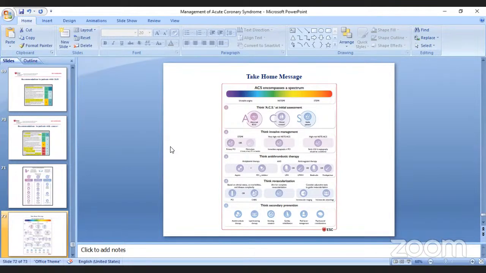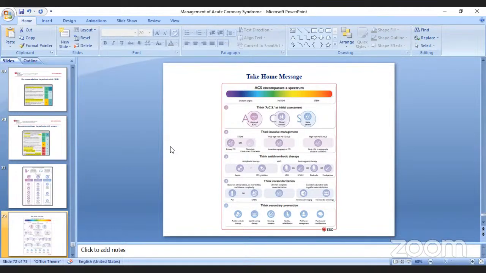Aspirin with a P2Y12 inhibitor is most commonly recommended up to 1 year. Among the P2Y12 inhibitors, prasugrel and ticagrelor are most recommended. Clopidogrel is only used when either of these two are contraindicated or not available, and in patients above 75 years of age. Beyond 1 year, a P2Y12 inhibitor is recommended.